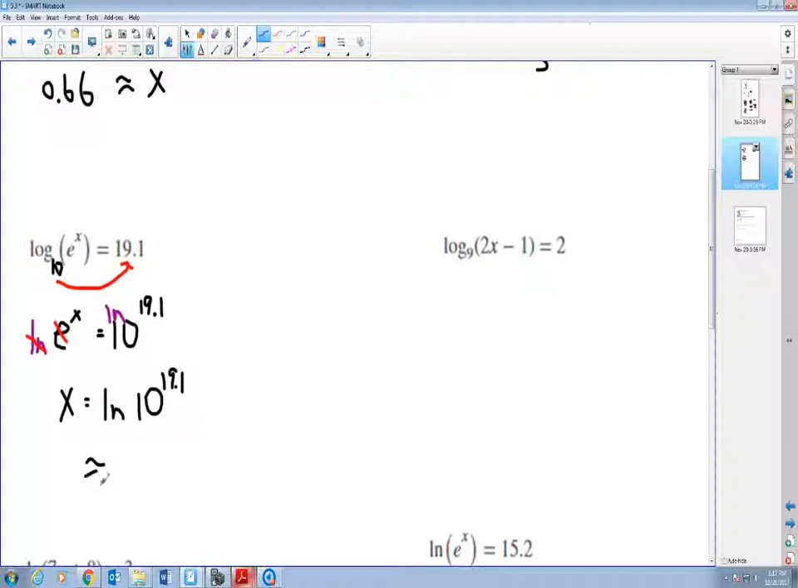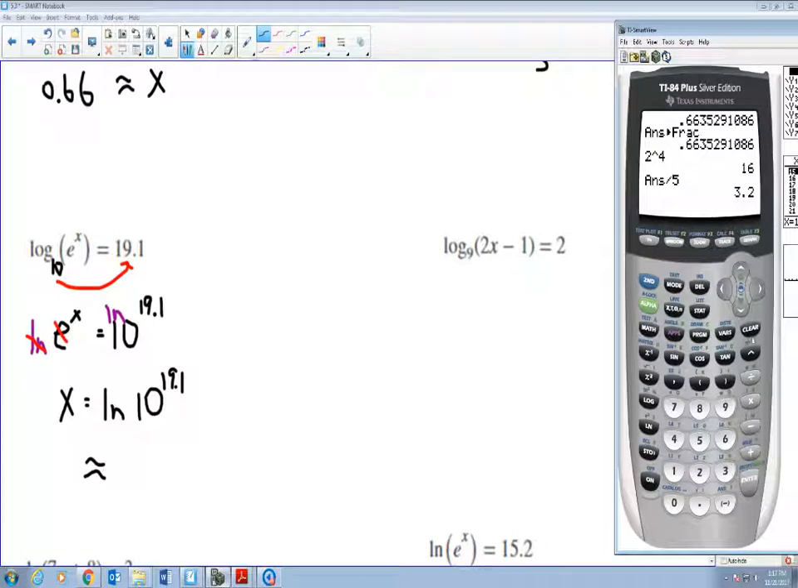Okay, let's see what that would be. When I press natural log, it gave me a parenthesis. Remember, natural log is just a log with a base e. Inside, 10 raised to the 19.1 power. To 2 decimal places, that would be 43.98.